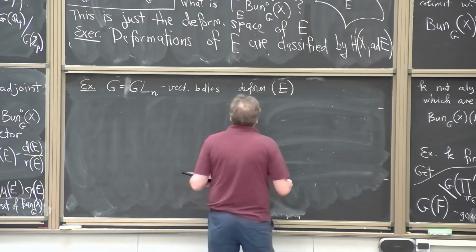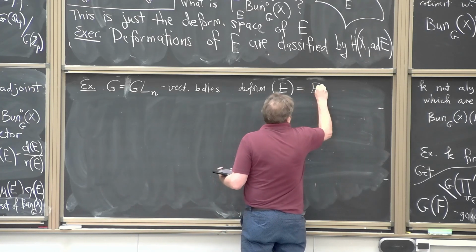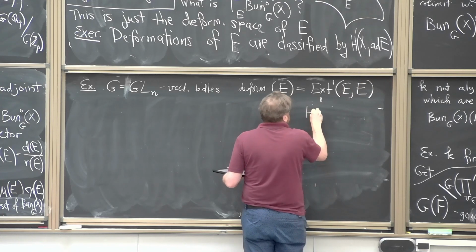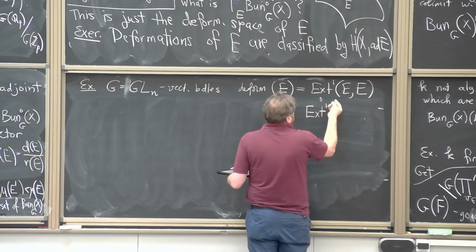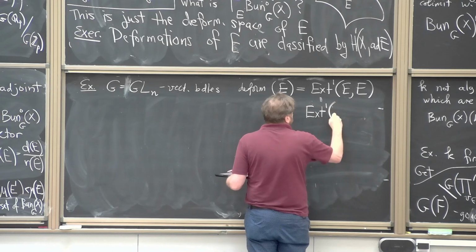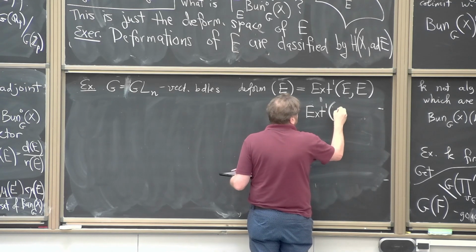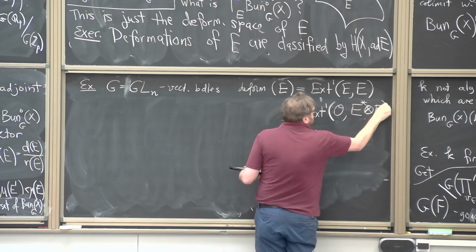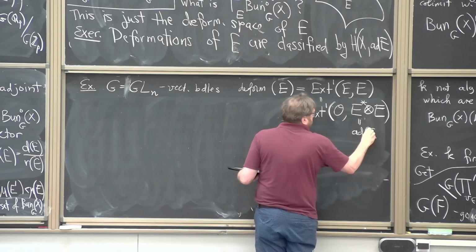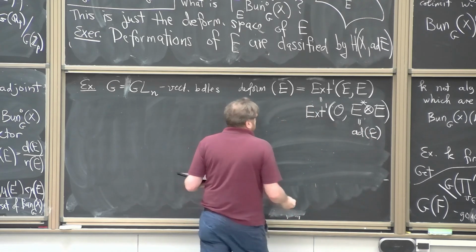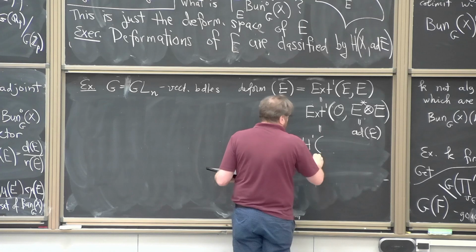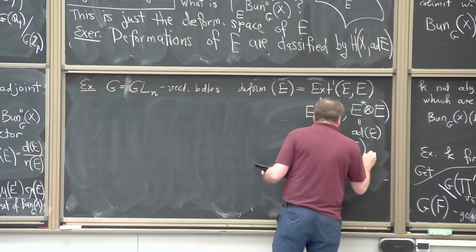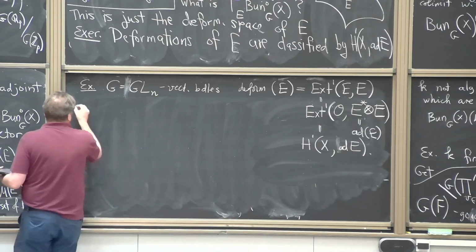And so deformations of E is just going to be Ext^1(E, E), which is the same thing as Ext^1 where we can move E to the other side, so it will be E star. So from the trivial bundle O to E star tensor E. And this is exactly the adjoint of E, because E is a GL_N bundle. And this is the same as H1 of X with coefficients in the adjoint of E. But this calculation is easy to generalize to any group.